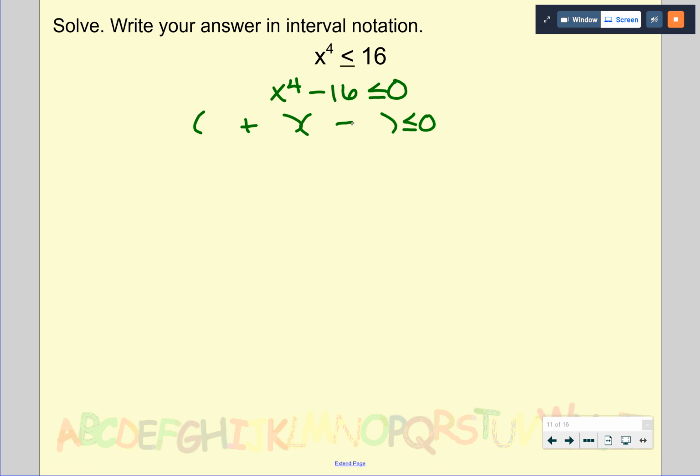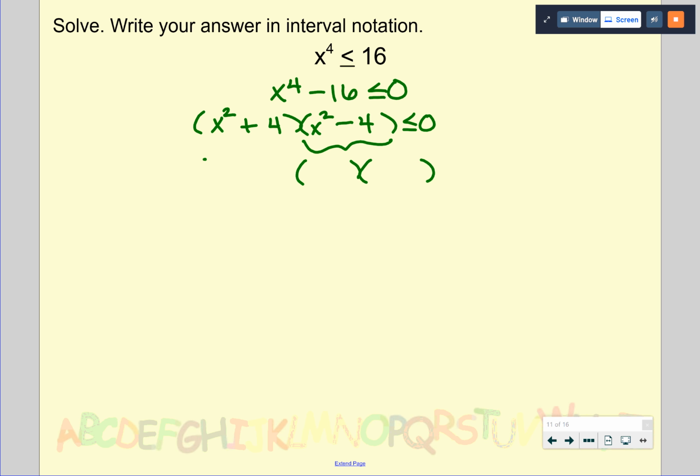What times itself gives you x to the 4th? x squared. What times itself gives you 16? 4. And then real quick, you could always mentally FOIL that back out and make sure it makes sense. Does anything factor more now? Because I still have some powers there. Anything factor any? This one, again, because it's a minus between the terms, is again difference of squares. So we can break it into two pieces there.